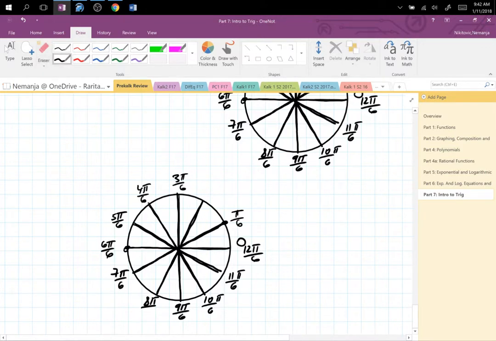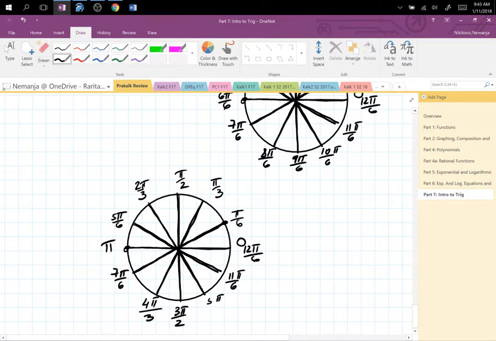So 2 pi over 6 is going to be pi over 3. This puppy over here is pi over 2. This reduces to 2 pi over 3. This stays pi over 6. Here's our pi, exactly where it's supposed to be. 7 pi over 6 stays, but then 8 pi over 6 becomes 4 pi over 3. 9 pi over 6 becomes 3 pi over 2.